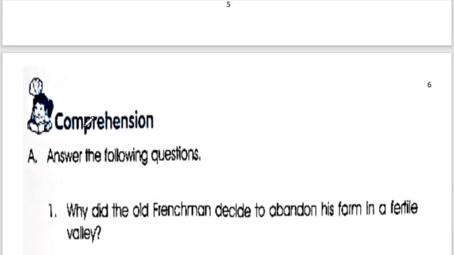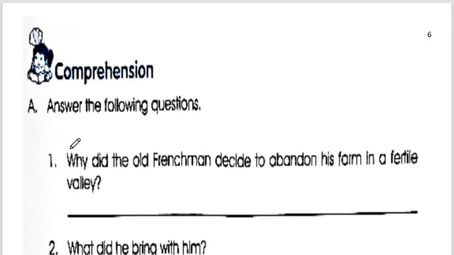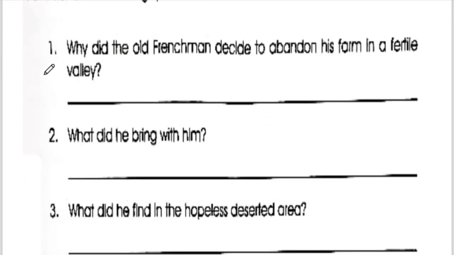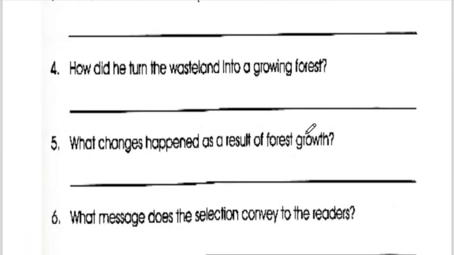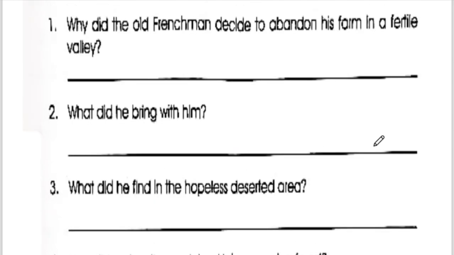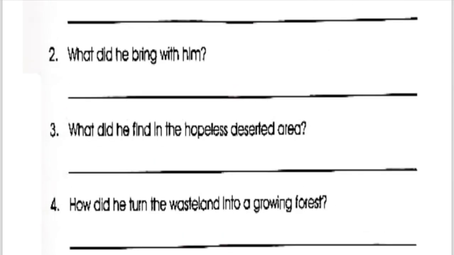In this module, comprehension. Answer the following questions. Why did the old Frenchman decide to abandon his farm in the fertile valley? You are going to write your answer on the blank in here. You have to understand. Answer 1 up to 6. Okay, so until this page only.